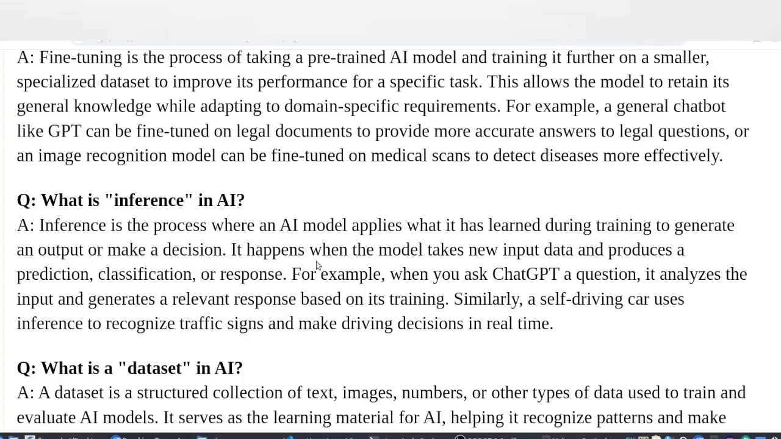The next one is, what is inference in AI? Inference is the process where an AI model applies what it has learned during training to generate an output or make a decision. So basically it's prediction, or using the trained model. Whenever we say inference, that means we are going to use the trained model for our purpose.